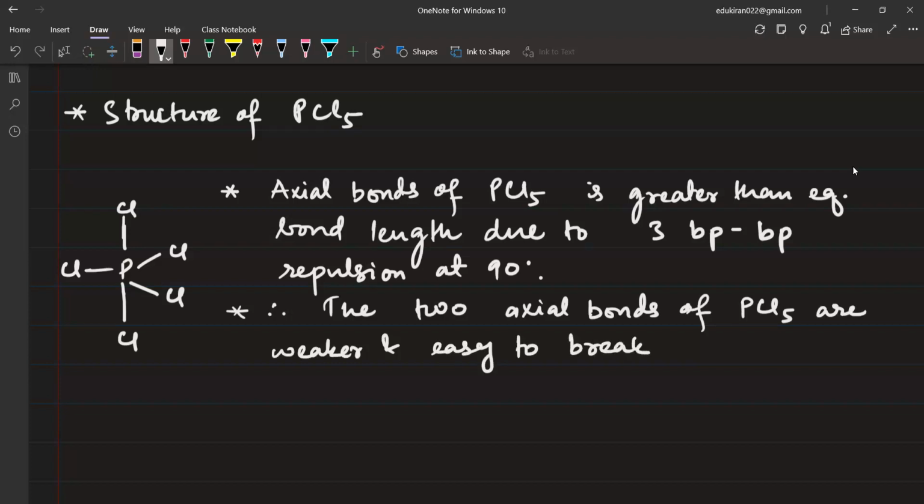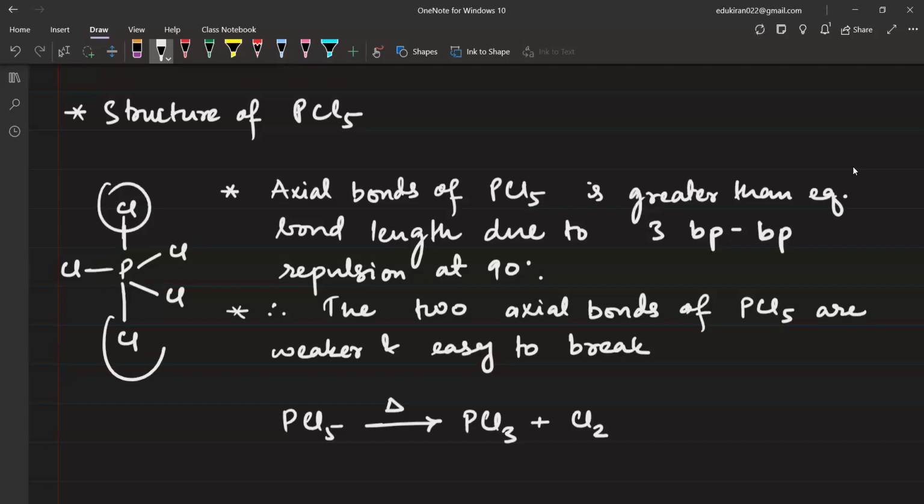And when you heat PCl5, then what happens? You form PCl3 and Cl2. And these Cl2, they are coming from the axial ones. One Cl from here, one Cl from there comes out, that makes you Cl2 and the PCl3 is left. Can all of you see that? Yes or no? Please tell me.